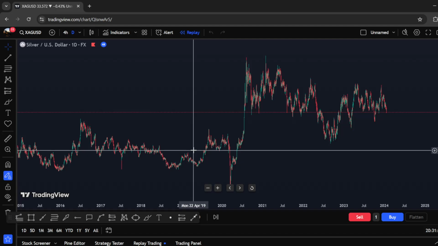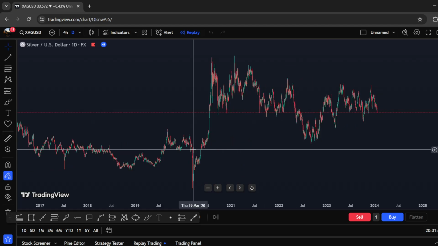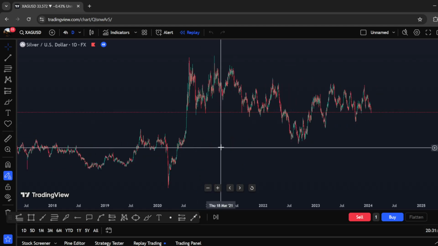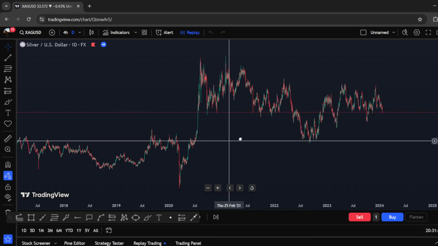Okay, so this is silver on a daily time frame. If you've not seen my previous videos, the first thing I do is to identify a trend in the market. For example, this is an uptrend on a daily time frame. So this is the first thing I do: identify a trend.